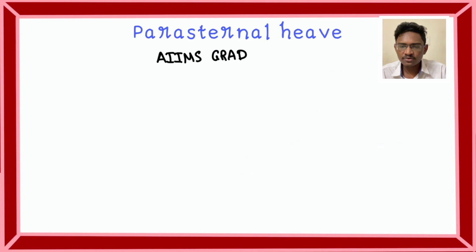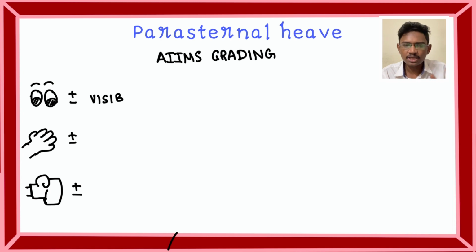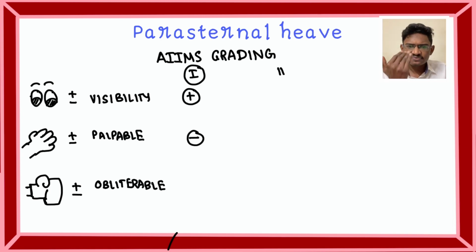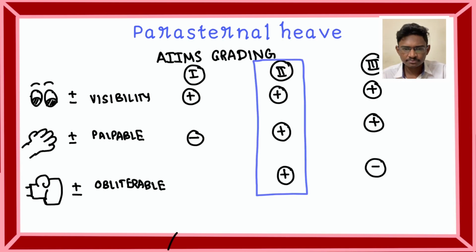The grading for parasternal heave is grade 1, 2, 3. The first three things you should see are visibility, palpability, and obliterability. If it is only visible but not at all palpable, then it's grade 1. If it's visible, palpable, and can be easily obliterated, then it's grade 2. If it's visible, palpable, and not at all obliterable, then it's grade 3.